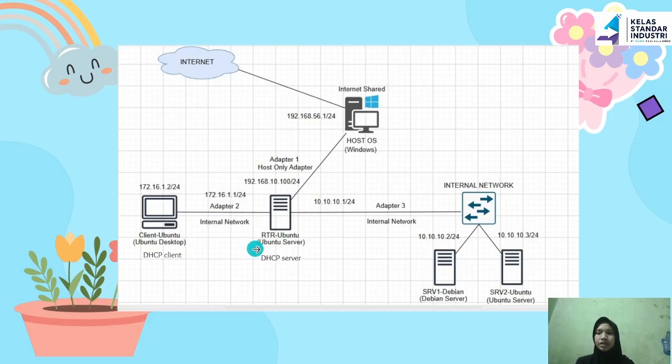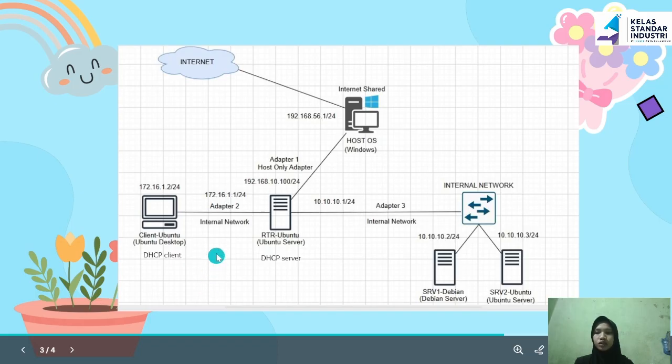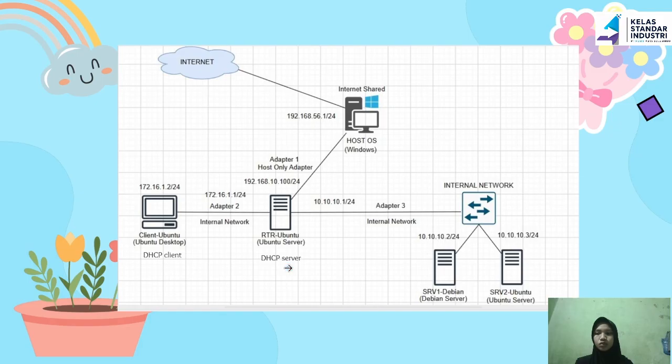Okay, let's jump right into the first topic, the DHCP server and DHCP client. DHCP is the Dynamic Host Configuration Protocol. Previously, we configured the IP address manually. Now, with DHCP, we'll try to have the Ubuntu client obtain an IP address automatically.